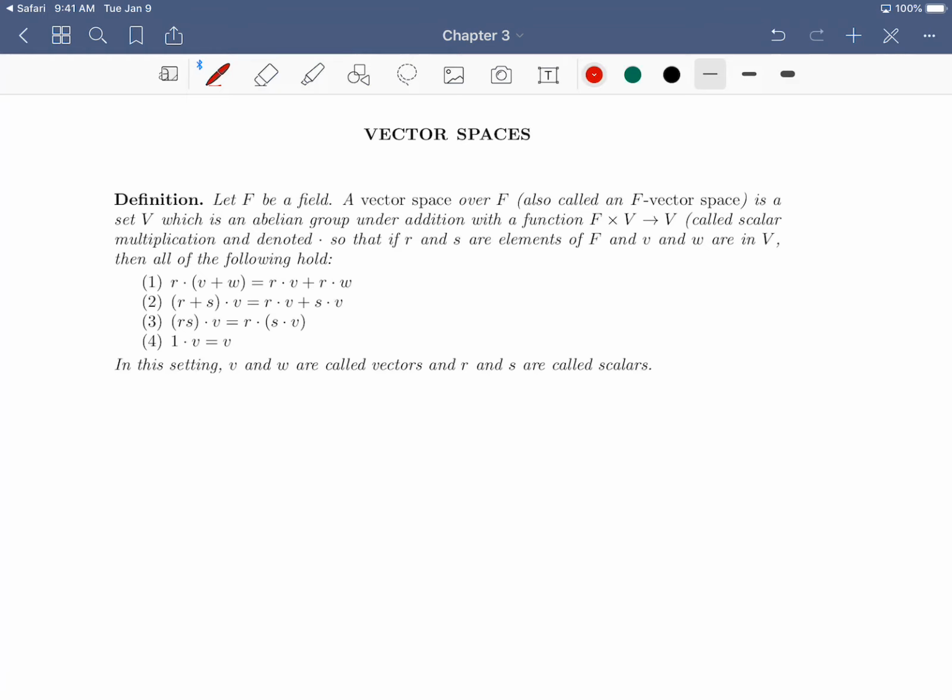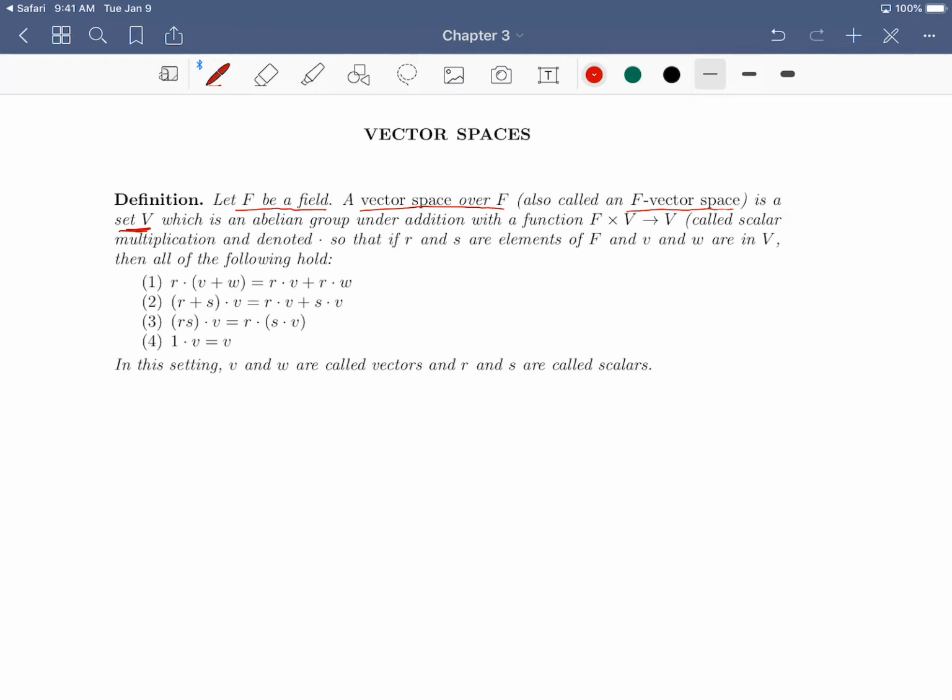All right, so we're ready to look at an abstract definition of a vector space. So here's our definition. We're starting with F is any field. So we have all those field properties: addition, multiplication, inverses for both, and all of that good stuff. And what we're defining is a vector space over F, which also is sometimes called an F vector space. And the vector space is the set V. So V is the set of vectors.